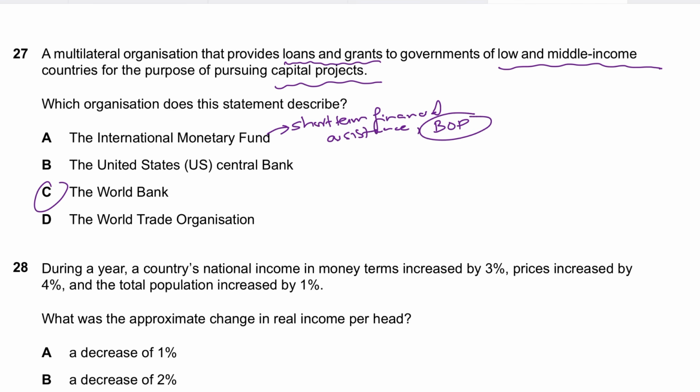Got it? Anyways, the US Federal Reserve manages US monetary policy. It does not provide development loans to poor economies. And the WTO promotes free trade and settles trade disputes. Remember that. It's the governing body for international trade. It does not provide development loans. By the way, you must know what the WTO, IMF, and World Bank are. The World Bank builds, while the IMF is there for when the economy is suffering from a monetary crisis or something.